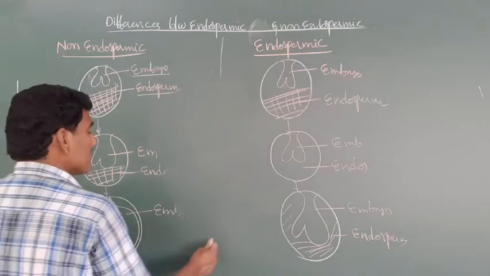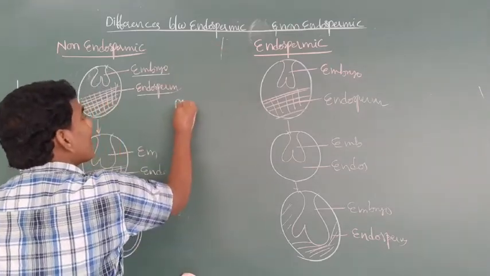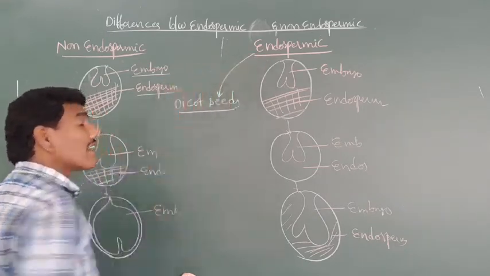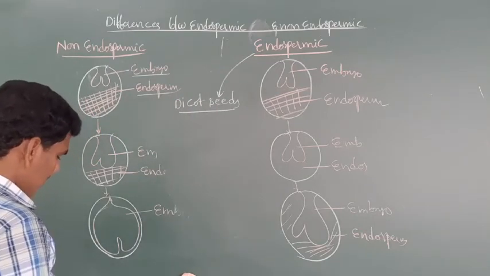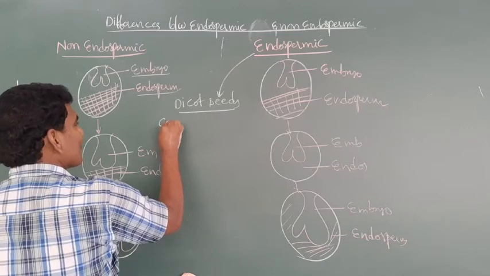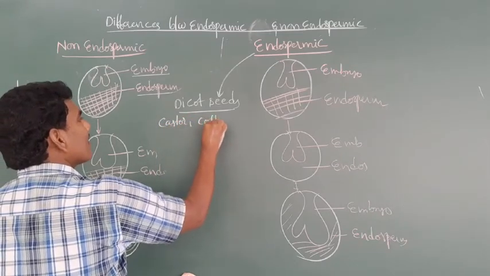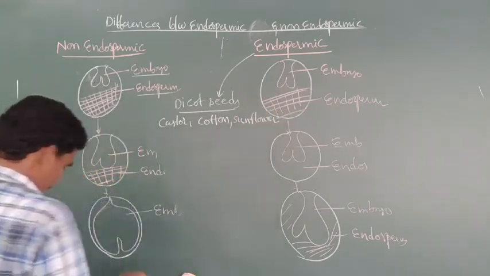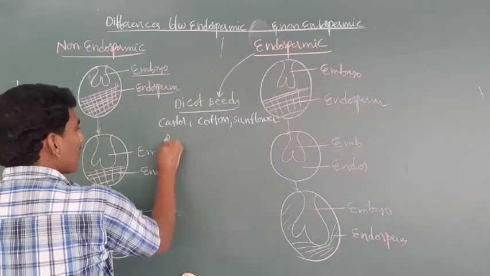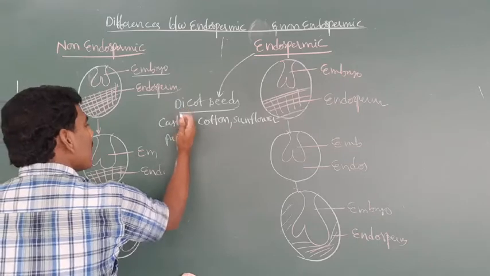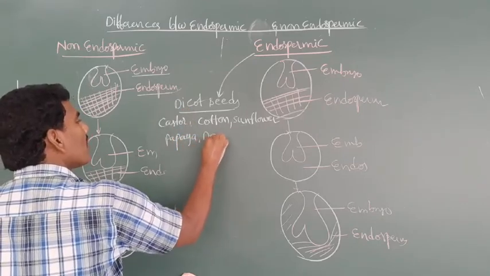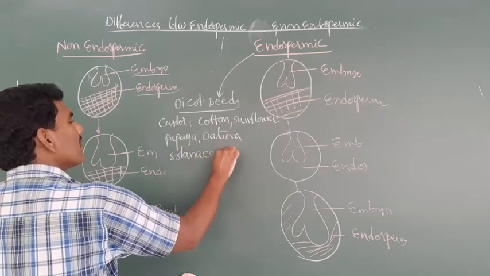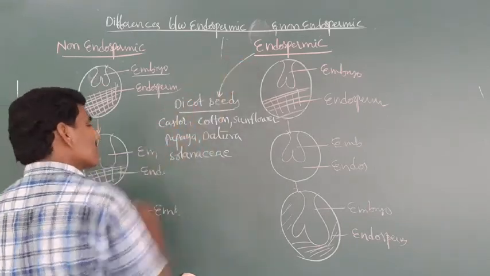Examples of endospermic seeds. Examples of endospermic dicot seeds are castor, cotton, sunflower, papaya, datura, and the Solanaceae group of the family. These are endospermic dicot seeds.